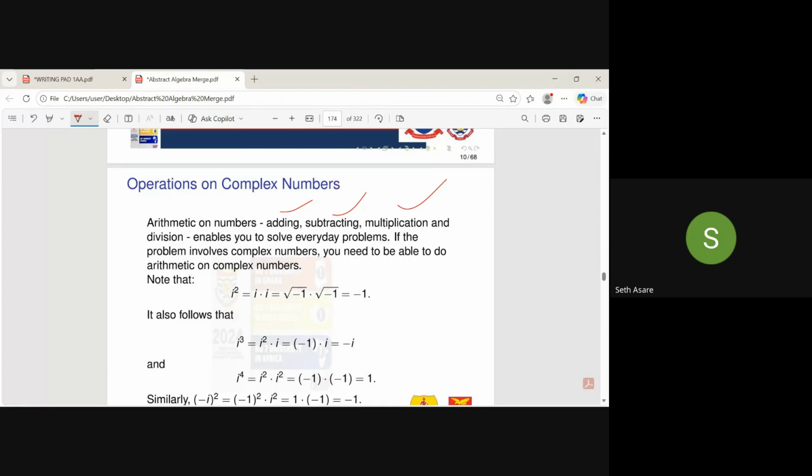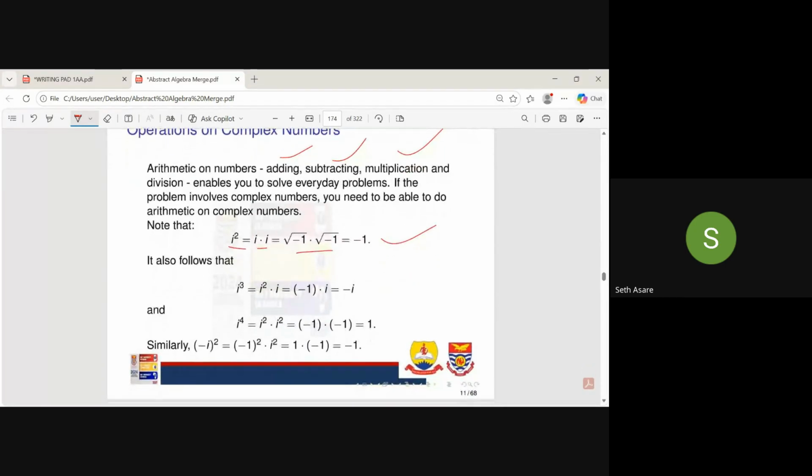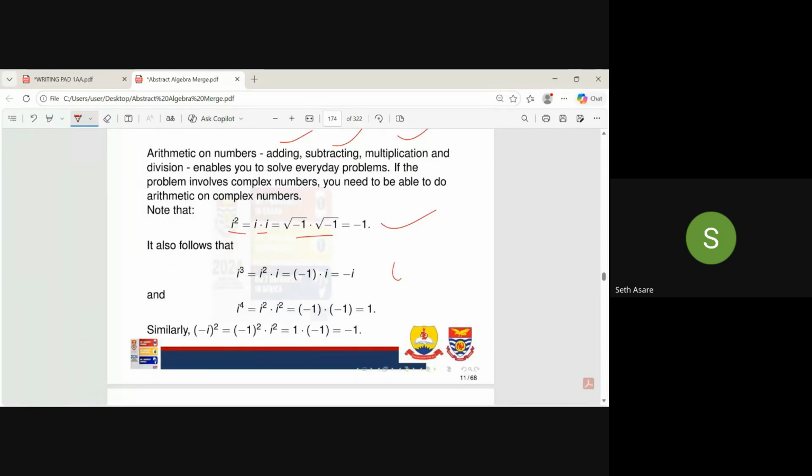But remember, we have said this one: i squared is equal to this, which is equal to that. Okay, what is i to the power 3? We can write it as i squared times i, and we know that i squared is minus 1. Then this i is there, so it is minus 1 times i, which is going to give us negative i.